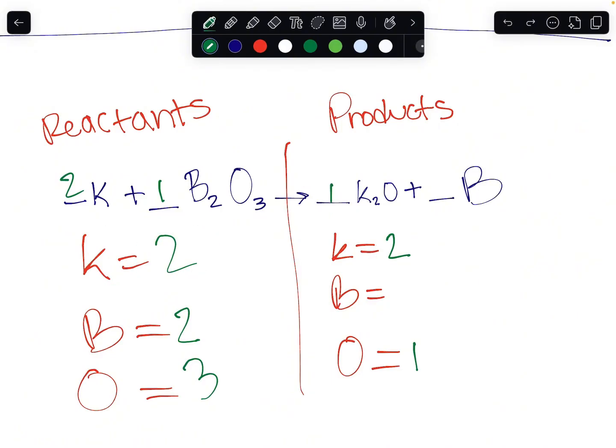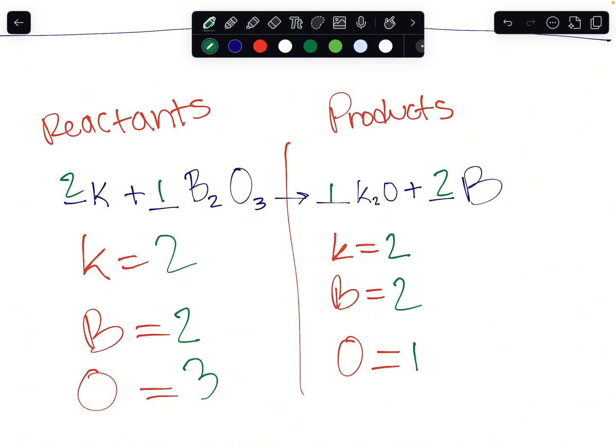Now we're going to look at our B's. So we have two B's on our reactant side. So we are trying to get 2 B's on our product side. So what number can go as a coefficient that gives us 2 B's? If you said 2, you are correct. So 2 times 1, again, that gives us 2. That's because there isn't a subscript, so it just turns into 1. So 2 times 1 is 2.